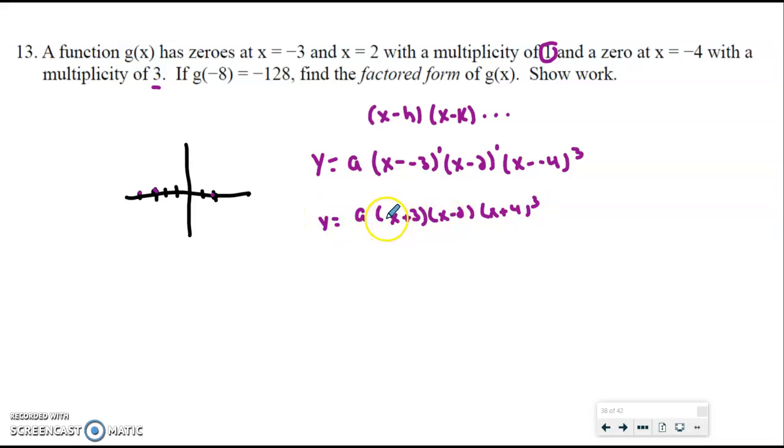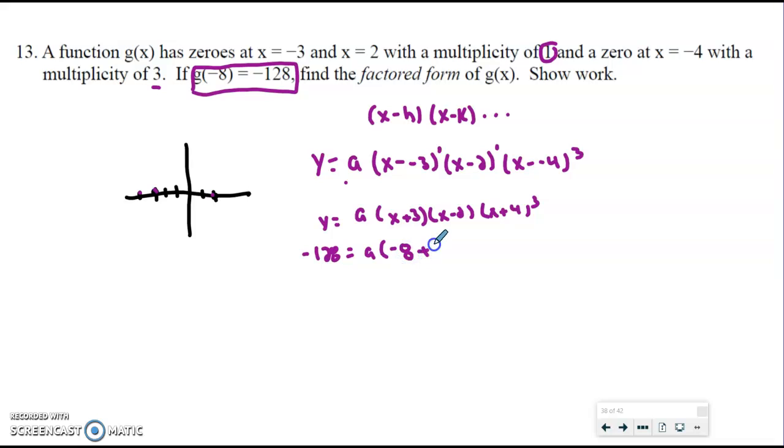Now I have to figure out what the a value is that's going to get me this polynomial. And that's where it gives me one specific point on this graph. That specific point is g of -8, which equals -128. So I'm going to plug an x value of -8 into this equation, knowing that my y value is going to be -128. So I have -128, and then I have a. I'm going to plug -8 into this equation.